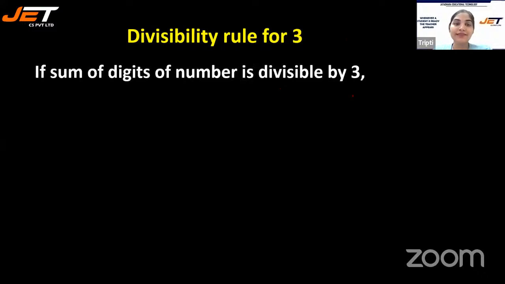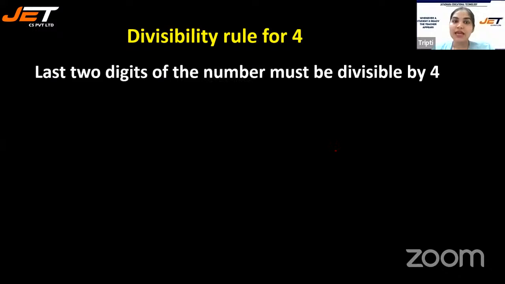Divisibility rule of 3 says if the sum of digits is divisible by 3, like whatever the number is, 123. So 1 plus 2 plus 3 is equal to 6. If that is divisible by 3, meaning exactly divisible, that means the entire number is divisible by 3.